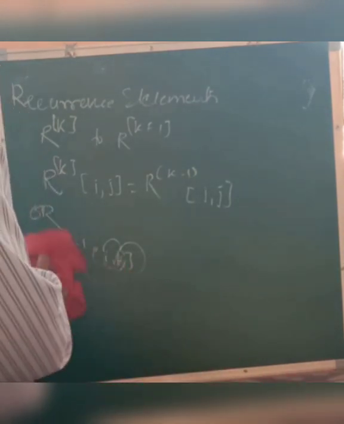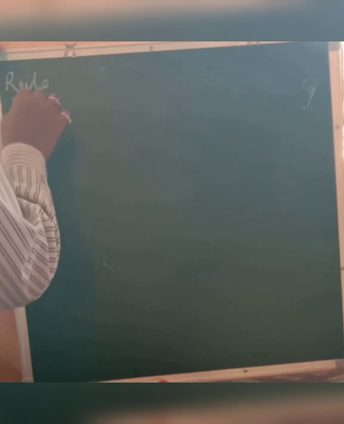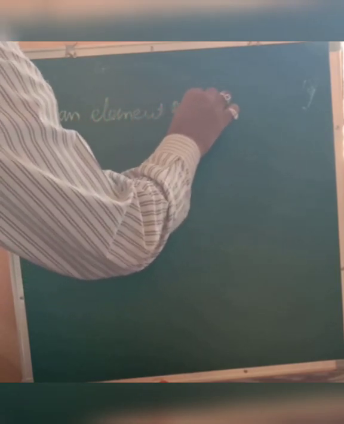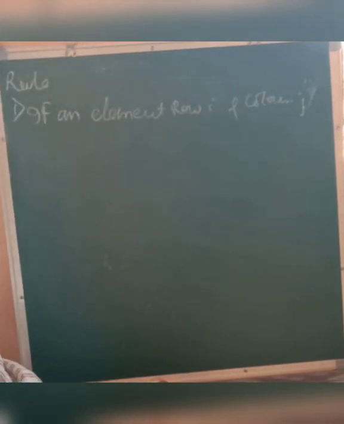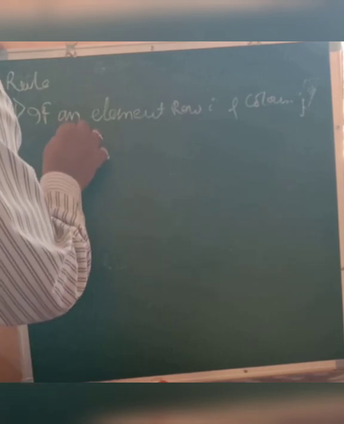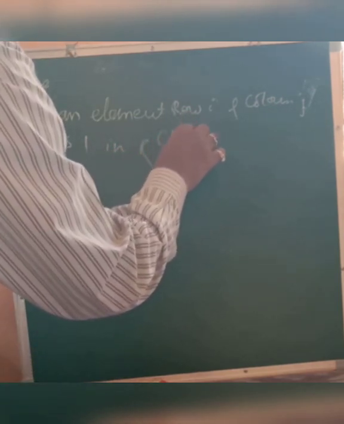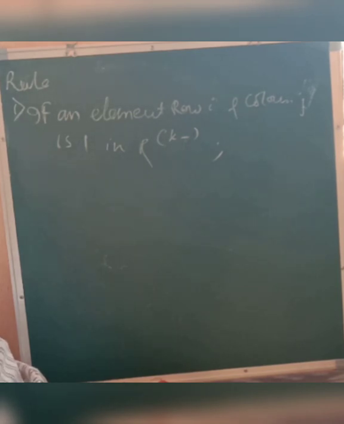It implies the following rules. What rules are there in the second part of Warshall's algorithm? The first rule is that if an element in row i and column j is 1 in R k minus 1, that is in the recurrence of the previous part, it remains, it retains 1 in R of k as well.